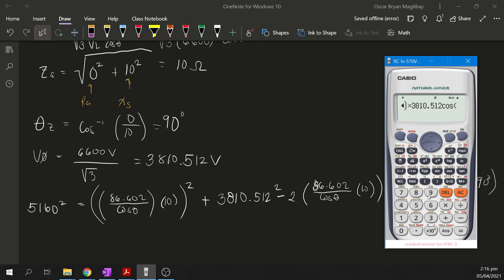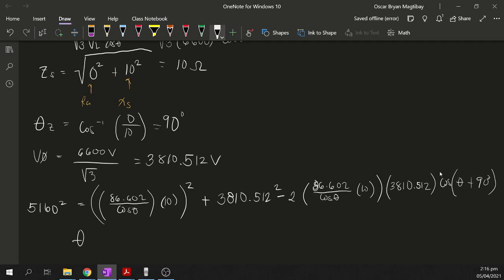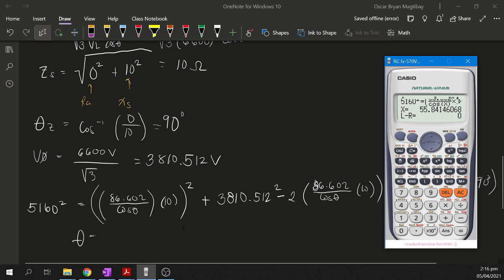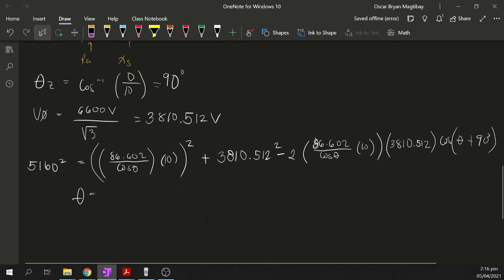Cosine alpha x plus 90. Shift solve. So our theta now, based sa ating calculation is what? 55.84 degrees.